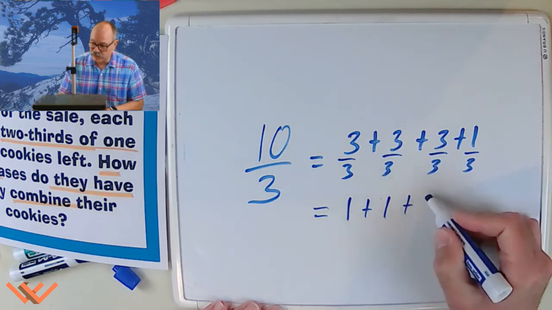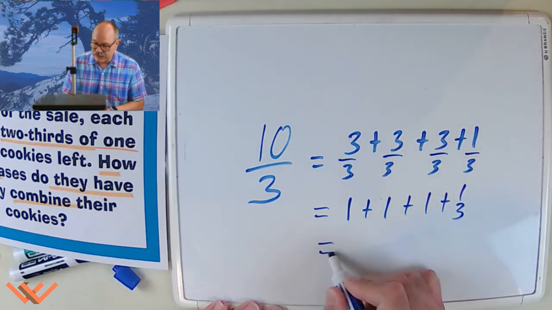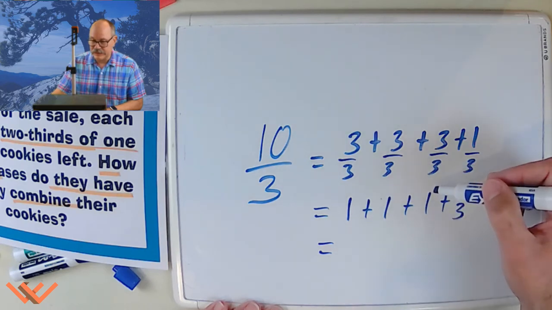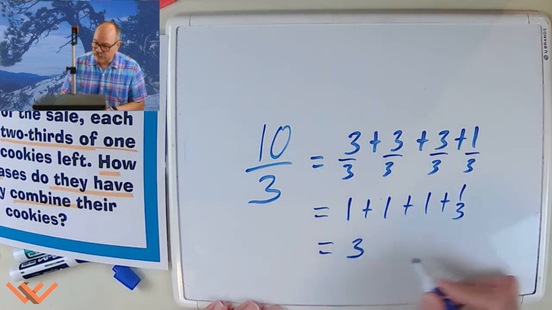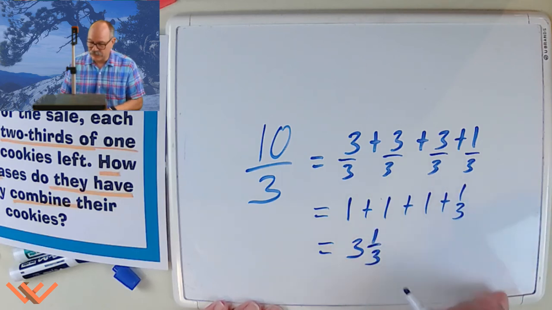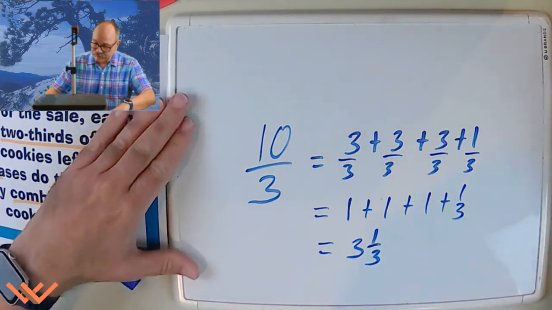This is 1 plus 1, and then plus 1/3. And that is equal to 1 plus 1 is 2, plus 1 is 3, plus 1/3, which is 3 and 1/3. Same answer, different ways. But wait, there's another way we can do it. We can draw pictures. Let's do that.